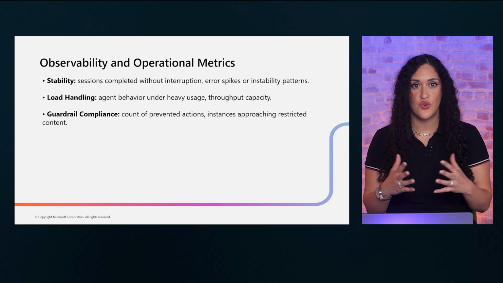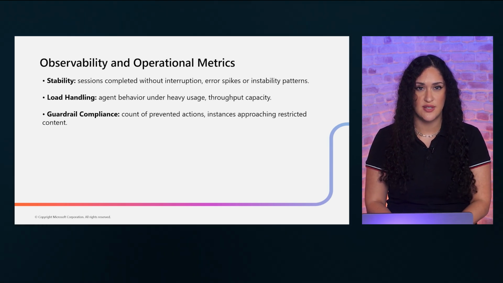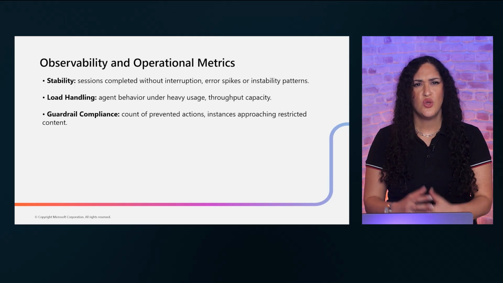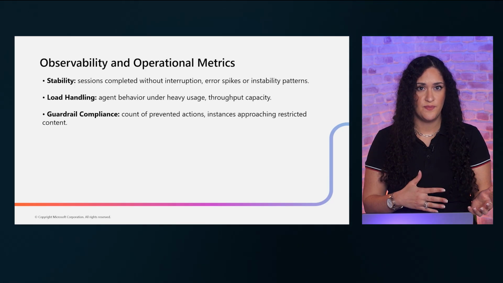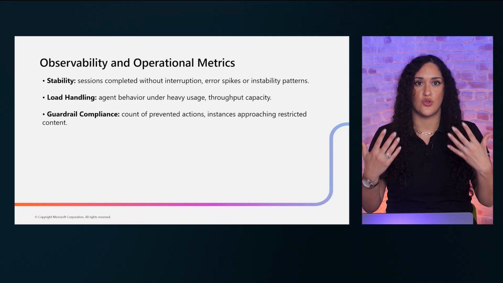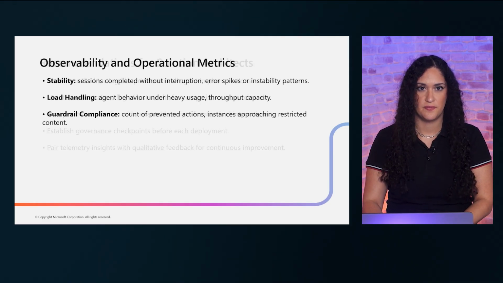Guardrail compliance tracks the count of prevented actions and how often the agent approaches restricted content, even if it doesn't cross the line. Use this best practice. Build monitoring dashboards from day one, and don't wait for an incident to start tracking those metrics.